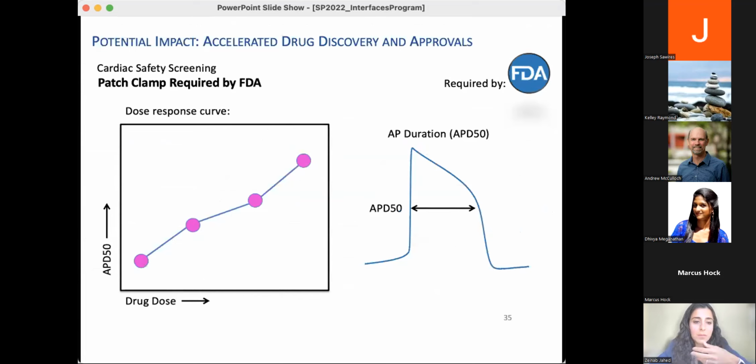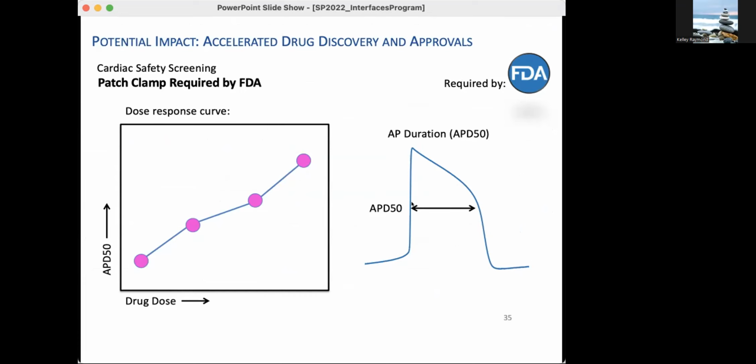And one of the potential impacts is, as I mentioned before, that the FDA still requires this test for any drug that is going to be on the market: testing it for cardiotoxicity. How a drug affects this action potential is one thing that the FDA is interested in for any drug. One way to quantify that is to look at this action potential and measure what is called the action potential duration. Really, it is just the width of the action potential at different time points.